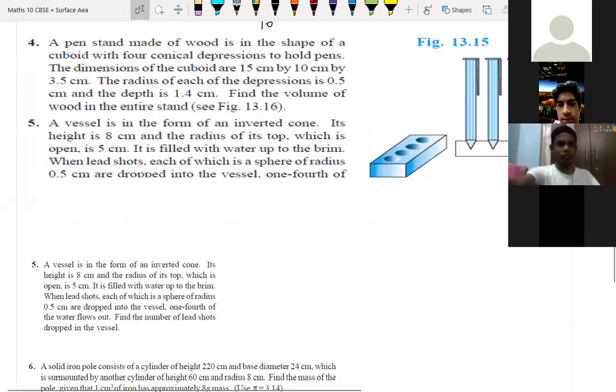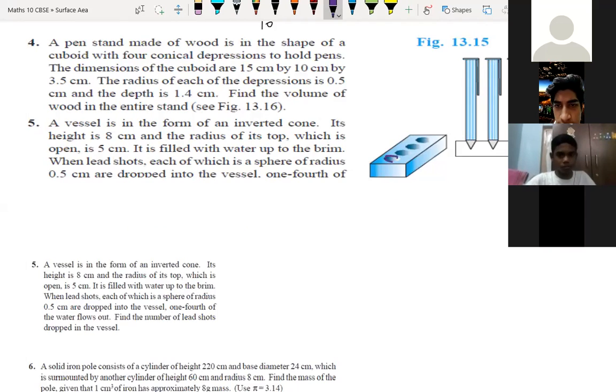See, these depressions are there inside. Sorry, conical depressions. If you see, these depressions are there: 1, 2, 3, 4. So these are conical depressions inside. So what is happening here? This is a pen stand. It's a cuboid, and there are four conical depressions in it.